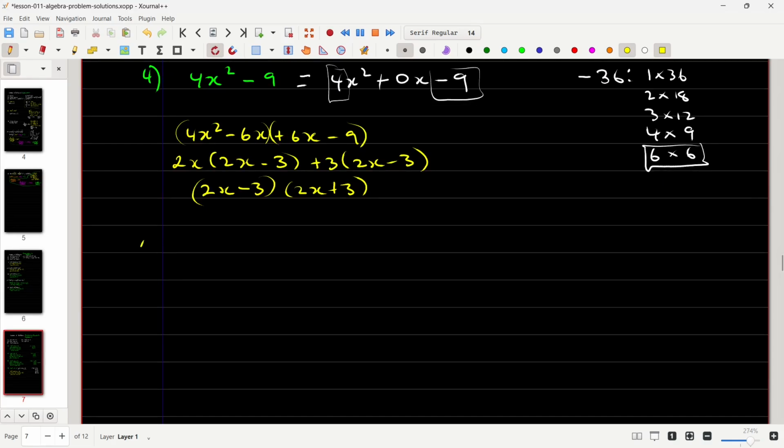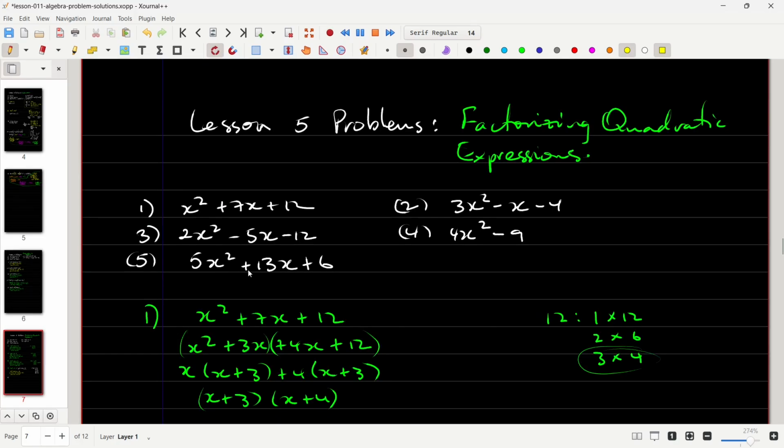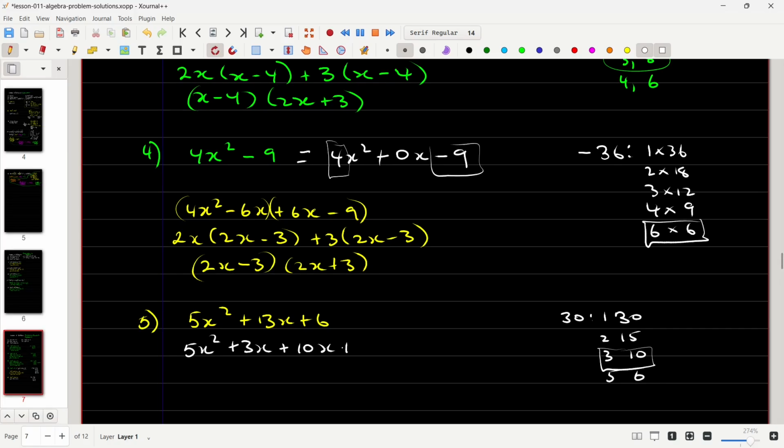Then number 5, and we're going to have 5x squared plus 13x plus 6. And again, we're multiplying. We get 30. Factors: 1, 30, 2, 15, 3, 10, 5, 6, and reverse. And we're seeing which one will give me 13. Okay, positive 3 plus 10 is 13. So I'm saying 5x squared plus 3x plus 10x plus 6.